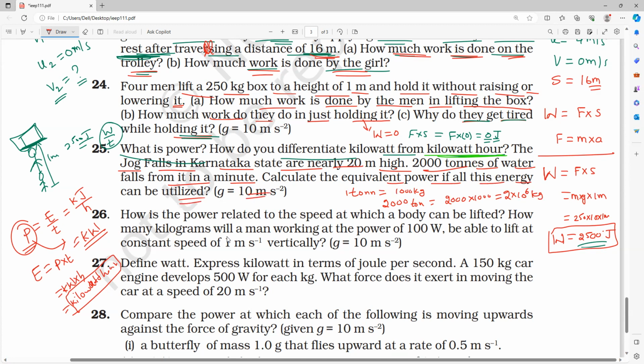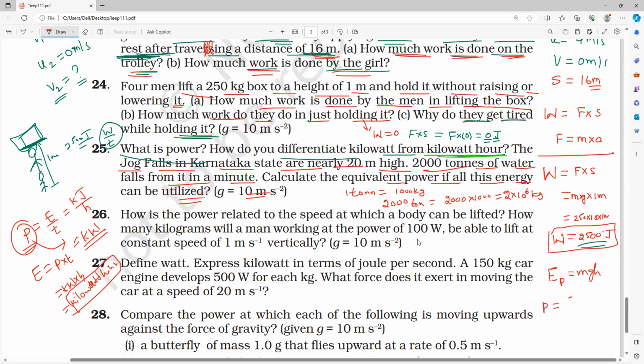The g value is 10, they are saying. If water is falling from a certain height, what energy do we say it has? Gravitational, position, above from the ground. It is potential energy. It is 20 meters high, so it is potential energy. So power they are asking.